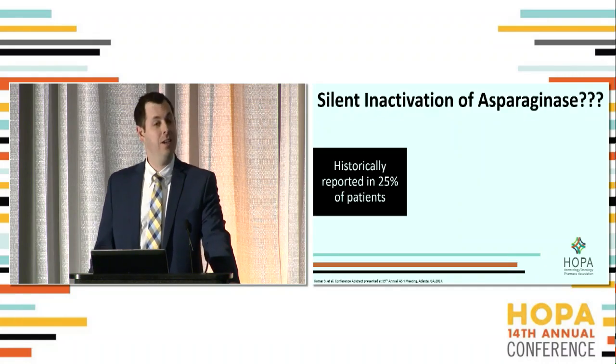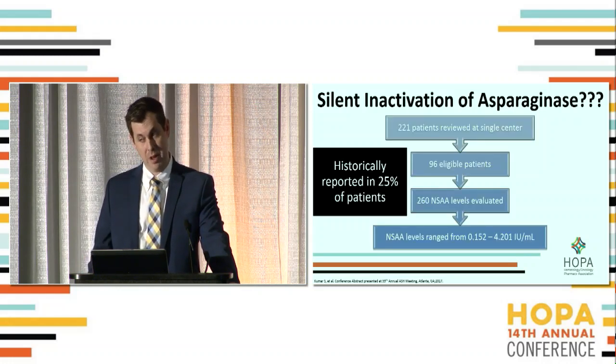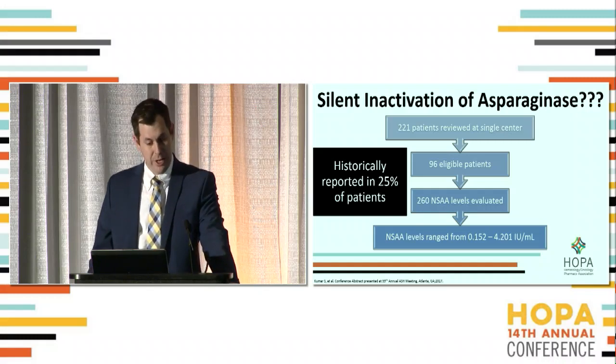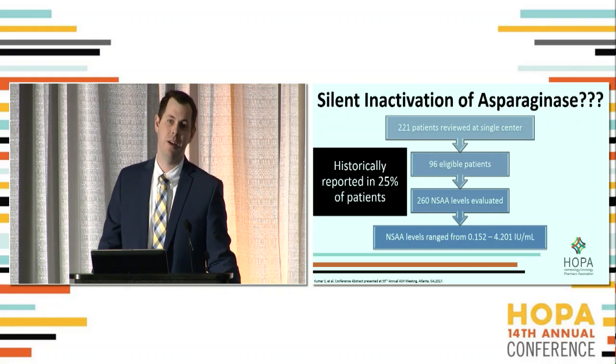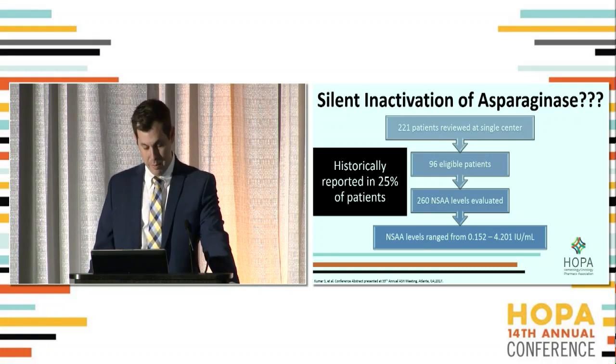Historically, silent inactivation has been reported in 25% of patients. And this is probably about to become much more convoluted in the next couple of years based on something that was published at ASH out of Emory a couple of months ago. This was 221 patients reviewed at a single center. There were 96 eligible patients, and they had 260 asparaginase activity levels evaluated. And the really interesting thing that they found is that their levels range from 0.152 all the way up to 4.2.